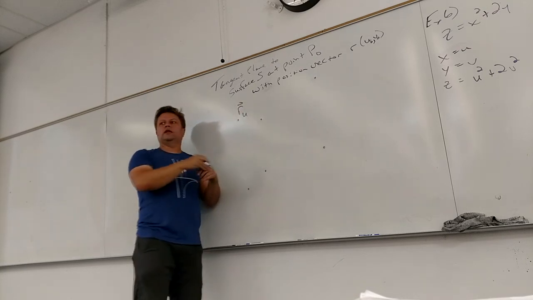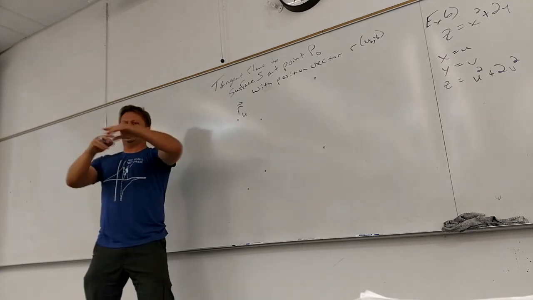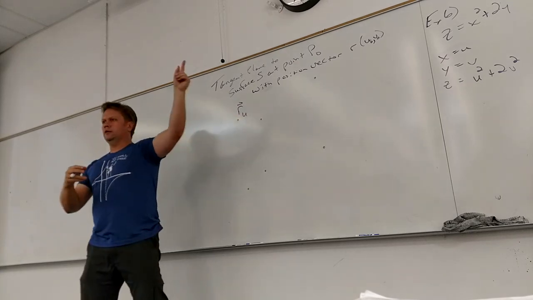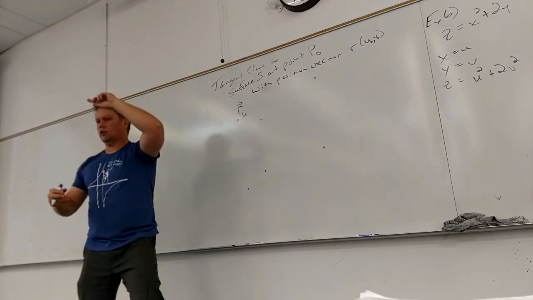Ru would be letting v stay constant, so it would be tangent, parallel to the U grid lines. You guys with me? Okay, I like it.